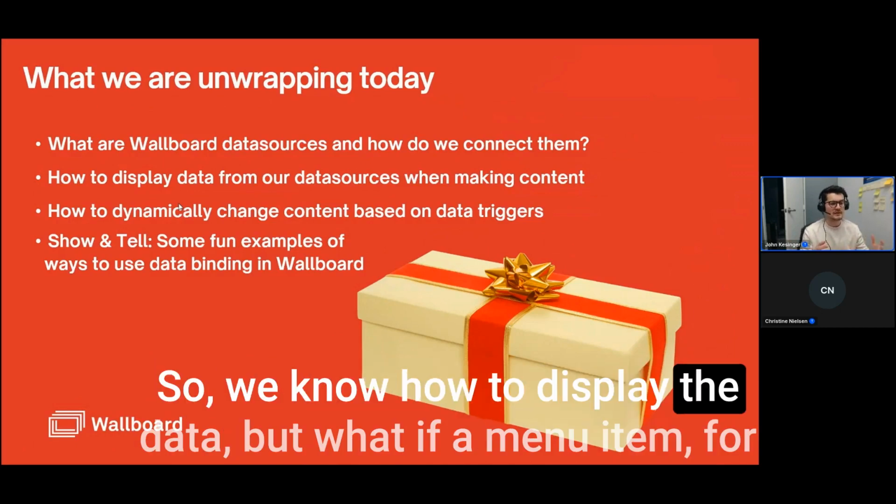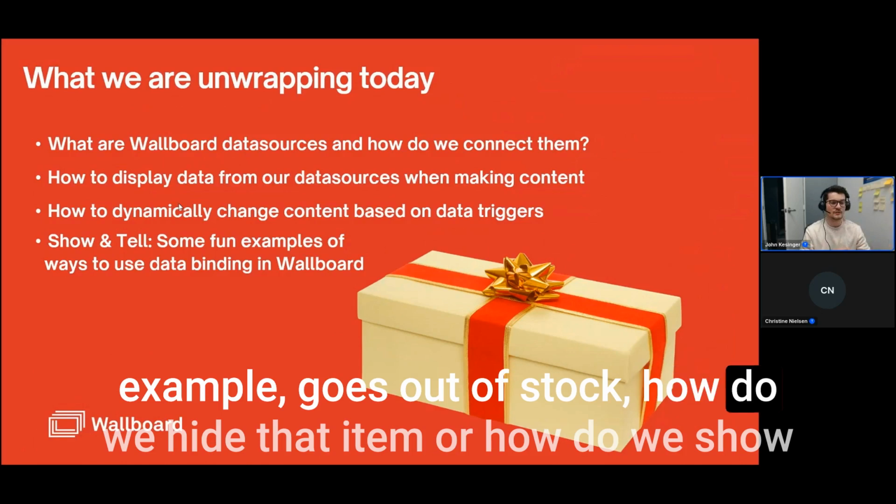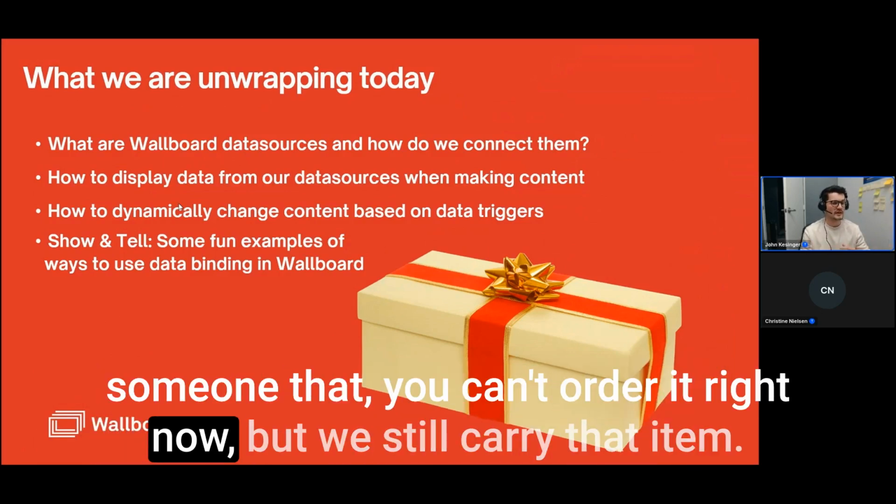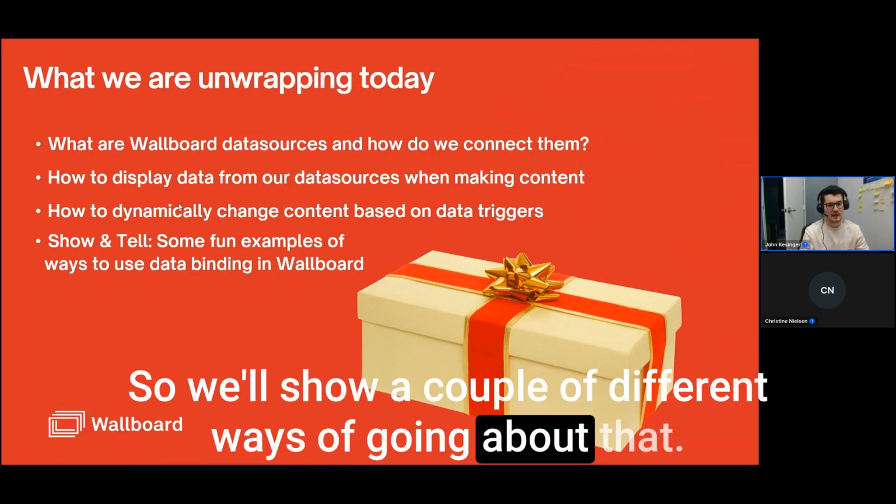The next example would be how we set up data triggers. So we know how to display the data, but what if a menu item, for example, goes out of stock? How do we hide that item? Or how do we show someone that you can't order it right now, but we still carry that item? So we'll show a couple different ways of going about that.